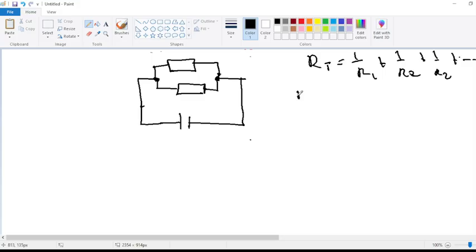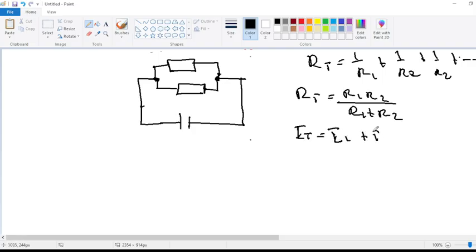This is how we calculate the one in parallel. Or you can say RT is equal to R1 R2 over R1 plus R2, if you've been given only two resistors. You can use either this one or this one. But when it comes to the current, you add the current. The current at R1 is not the same as the current at R2. It is different. So to calculate the total current, you add the current at R1 plus the current at R2, so I1 plus I2 plus I3, and it goes on.